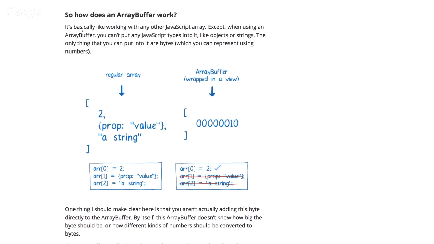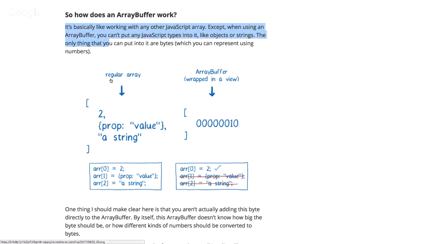It basically works like a JavaScript array. The only difference is that in JavaScript arrays, you can store objects and strings. You can store a lot of JavaScript data types. You can put any JavaScript data type. But in an array buffer, you can only put bytes. You can only put things that are bytes into it, is what they're saying.